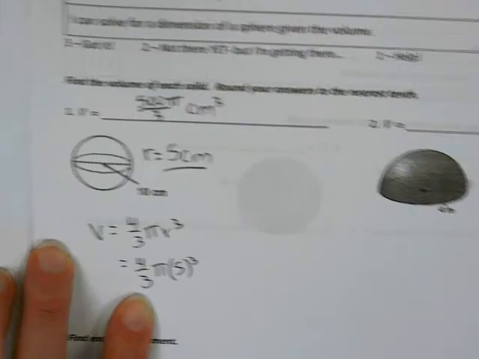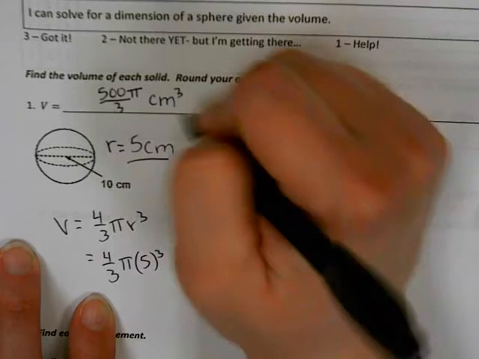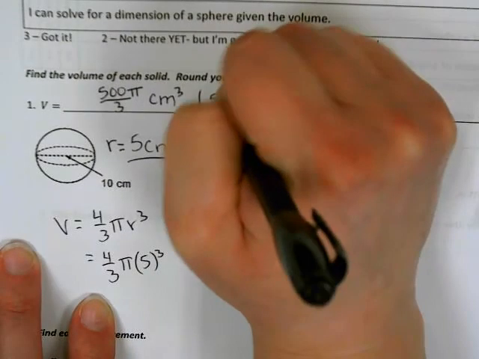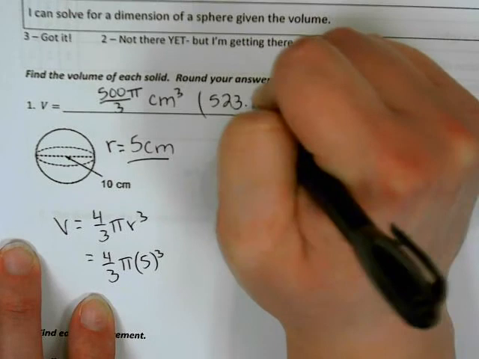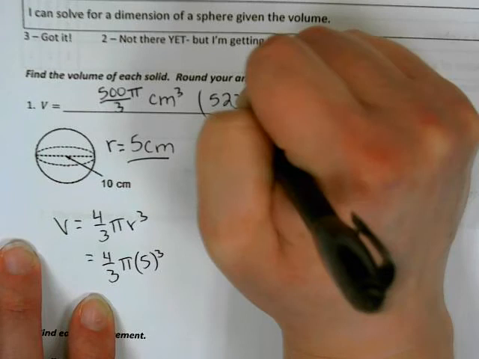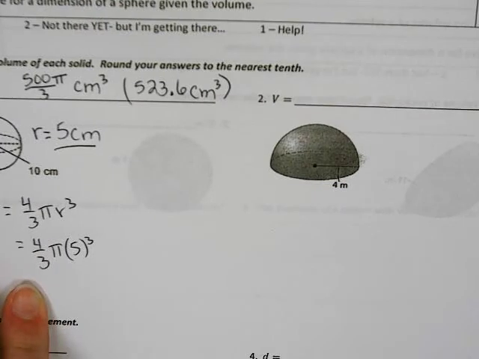If you want to go ahead and put it in your calculator, you can. Since there's not much else going on, you can leave it exact. You guys know I like exact answers better. But if you want to put it in your calculator and get a decimal, it is 523.6 centimeters cubed. And that's it. It's as easy as that, you guys. Let's look at number 2.